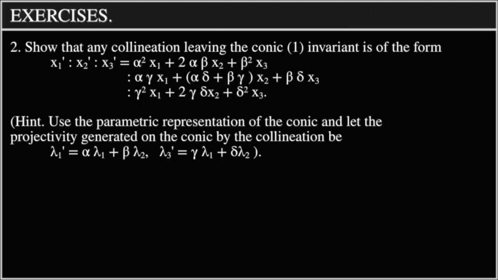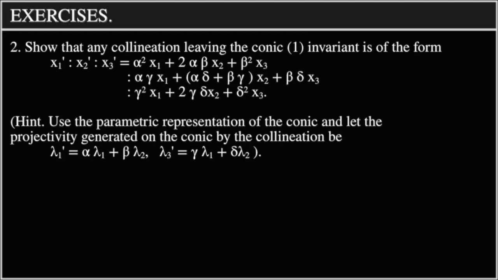Dualize. 2. Show that any collineation leaving the conic 1 invariant is of the form lambda 1 prime is to lambda 2 prime is to lambda 3 prime as alpha squared x1 plus 2 alpha beta x2 plus beta squared x3 is to alpha gamma x1 plus the quantity alpha delta plus beta gamma times x2 plus beta delta x3 is to gamma squared x1 plus 2 gamma delta x2 plus delta squared x3.